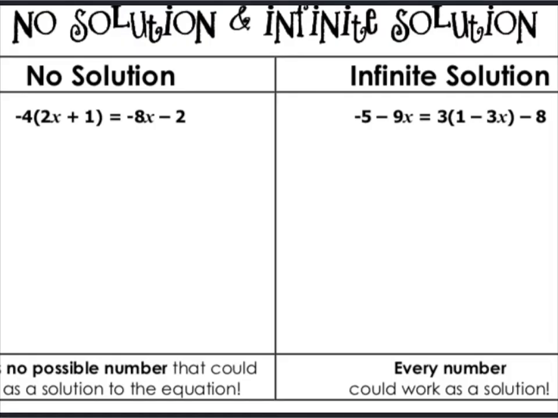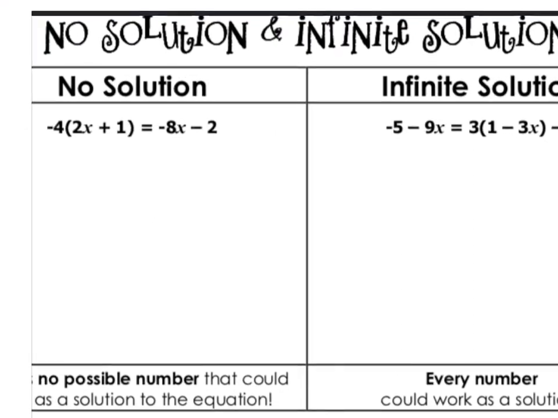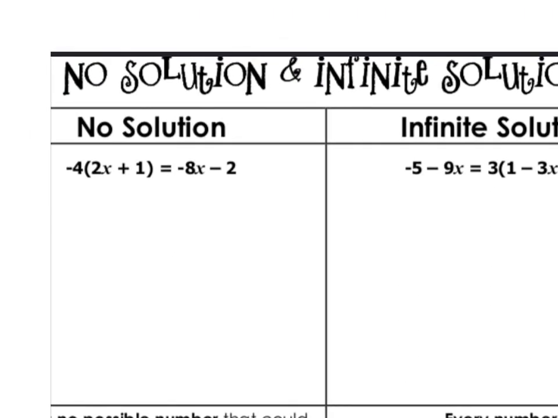So here we have two equations, and I want you to take a look at the one that says no solution first. Let's go ahead and solve this and see what happens. Just disregard the fact that it says no solution, and let's solve this as if we were solving any multi-step equation. Our first step would be to distribute. We distribute the -4 to the 2x and to the 1, and that's normal. That's what we've been doing all week. So that would just be -8x minus 4 equals -8x minus 2.